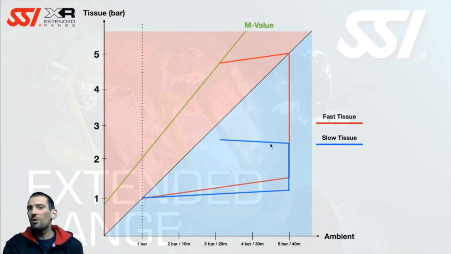So remember, as long as that tissue is in the blue zone, it is on-gassing. So the more time that tissue spends in the blue zone, the more gas it will take. So a deep stop has the advantage of not risking decompression sickness of fast tissue, but has a disadvantage of on-gassing more slow tissue. So I'm not going into the deep stop theory. It's not about this decompression.